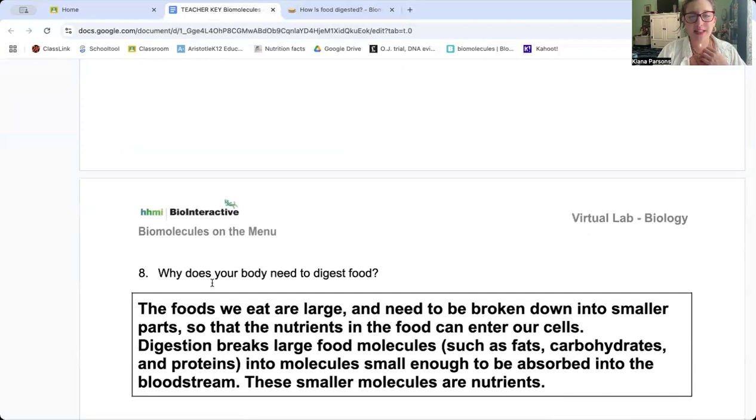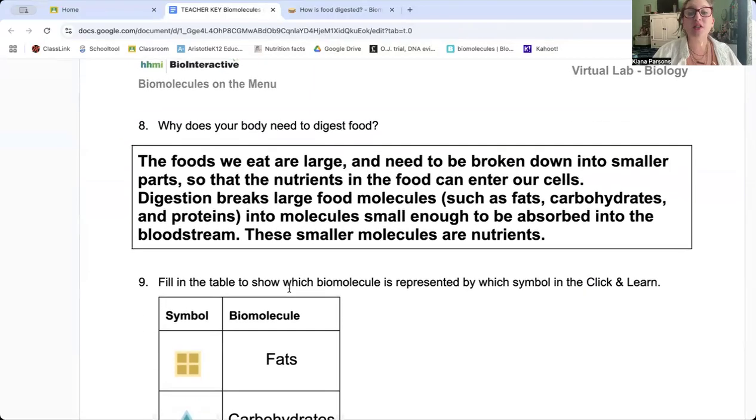So, why does your body need to digest food? Remember, we said large molecules need to be broken down so that they are small enough to enter the cells. So the foods we eat are large and need to be broken down into smaller parts so that the nutrients in food can enter our cells. Digestion breaks large food molecules, such as fats, carbohydrates, and proteins, into molecules small enough to be absorbed into the bloodstream. These smaller molecules are nutrients.